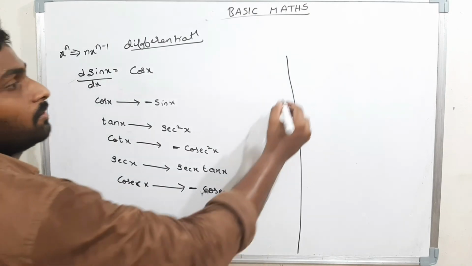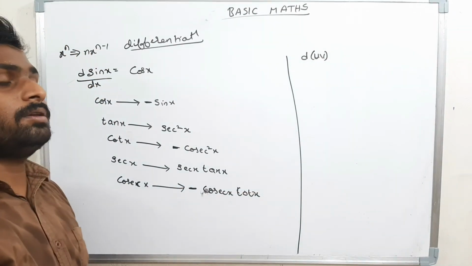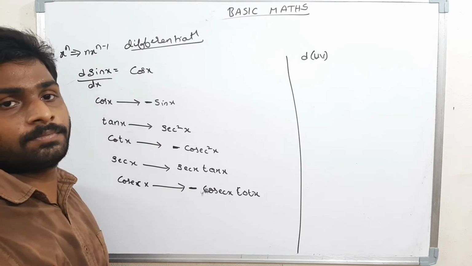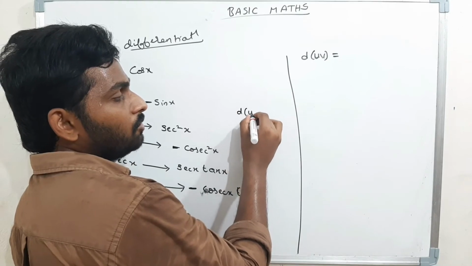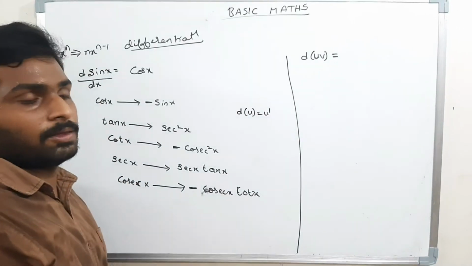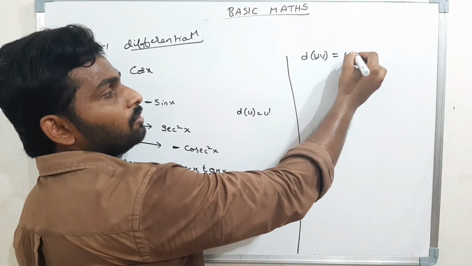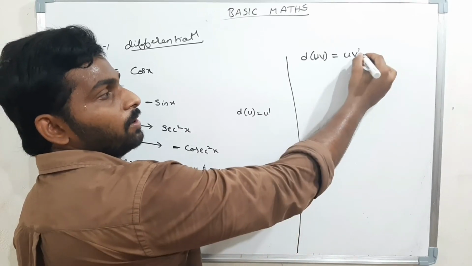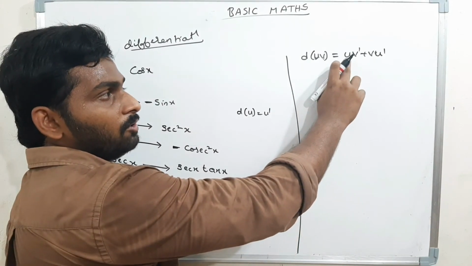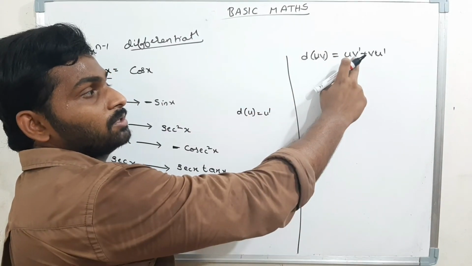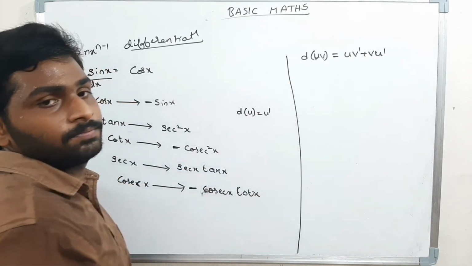Now differentiation of UV. What is the meaning of differentiation of UV? Usually differentiation of U will be represented as U dash. U dash means differentiation of U. The formula for differentiation of UV is U V dash plus V U dash. That means one time I keep U as constant and differentiate V, plus I keep V as constant and differentiate U. You will see some examples.